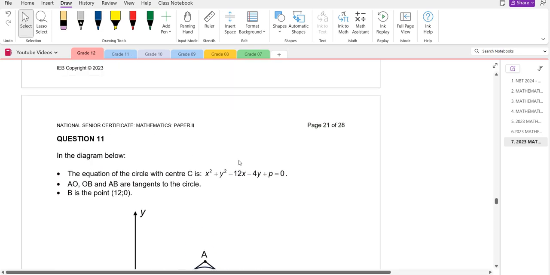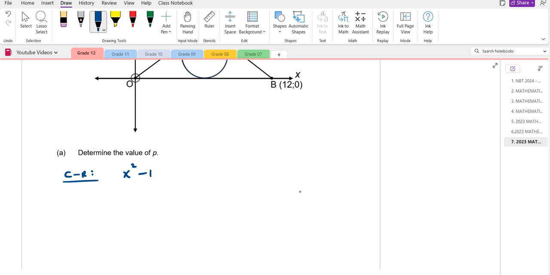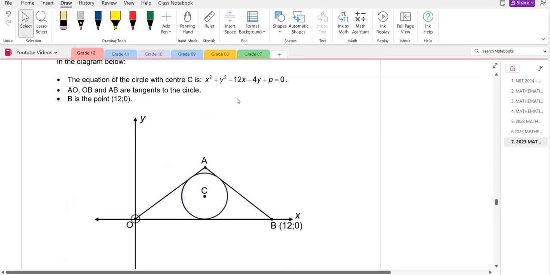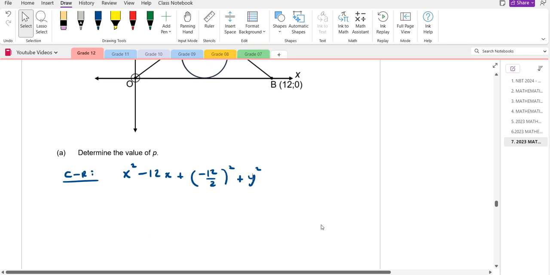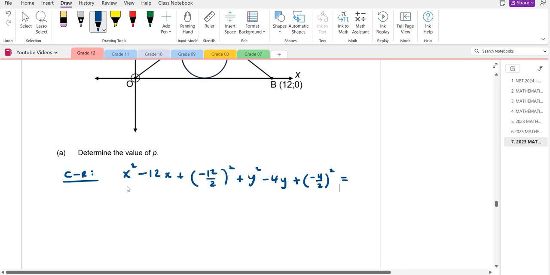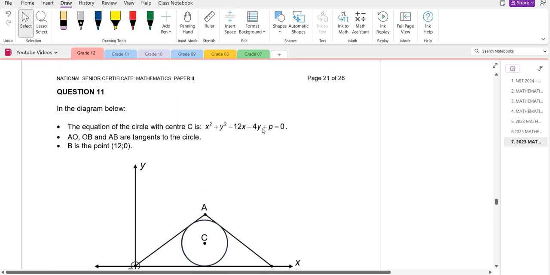x squared minus 12x plus (minus 12 divided by 2) squared, because I took the coefficient, divided it by 2, and I'm squaring it, plus y squared minus 4y plus (minus 4 divided by 2) all squared is equal to... So I got x squared minus 12x, y squared minus 4y, and I used up all those. Take the p over, I got negative p.